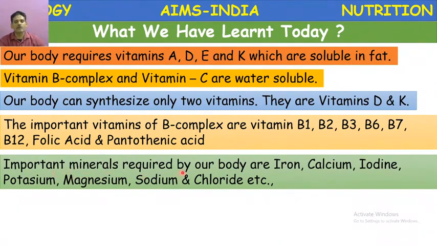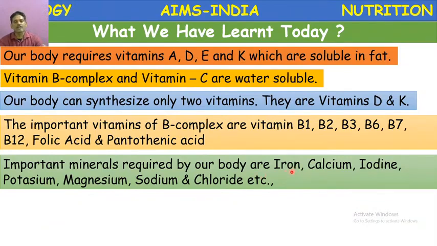Next, important minerals required by our body. What are the important mineral elements which are required by our body? They are iron, calcium, iodine, potassium, magnesium, sodium, chloride. These are all very important, because sometimes magnesium deficiency may cause cancers also, because some of the enzymes require these minerals. These minerals may act as cofactors for the activity of enzymes. They are required.